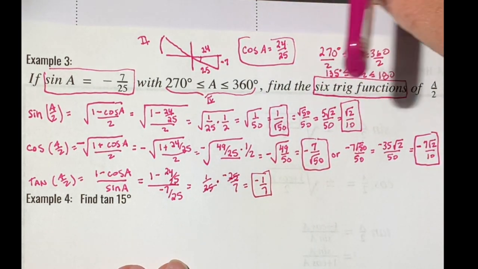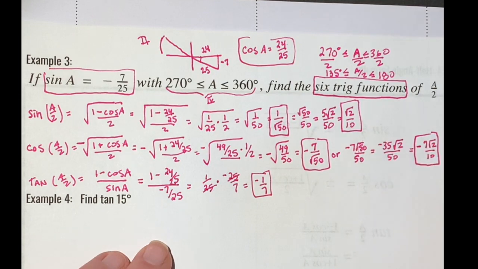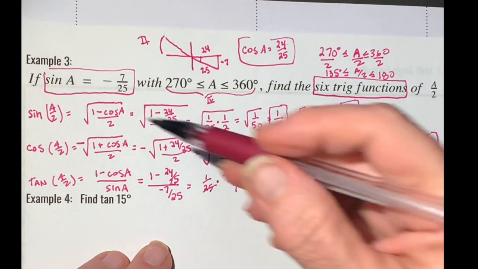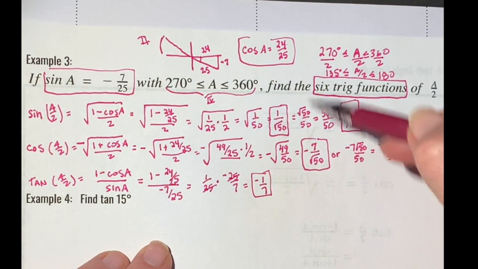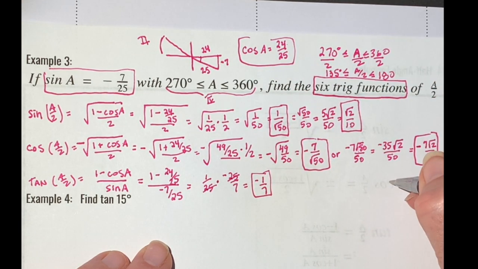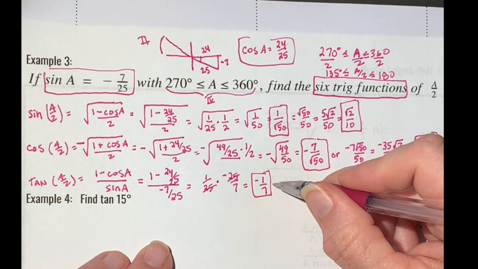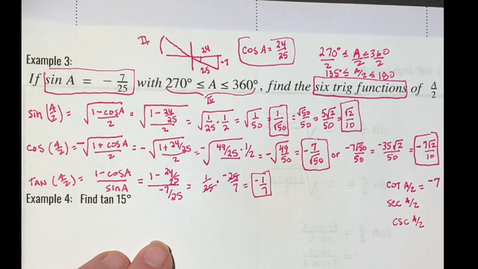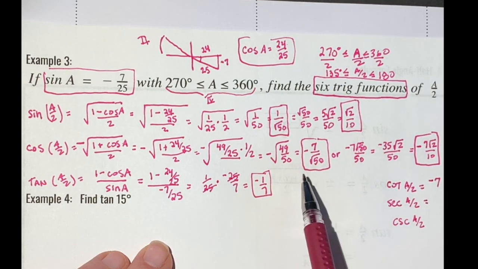So the problem did ask for all 6 trig functions. Let me come over here. I've got the sine, cosine, and tangent, and those are boxed in a couple different answer options there. But the cotangent, the secant, and the cosecant are just going to be the reciprocals. So cotangent is going to be the reciprocal of negative 1 over 7, which would be negative 7 over 1, or just negative 7.